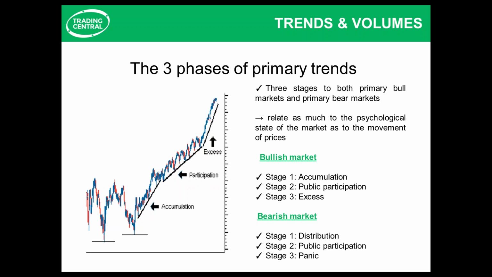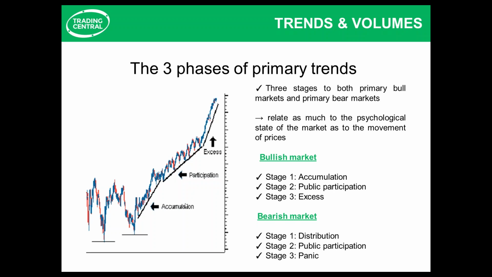Because as I explained, the whole purpose is to identify the trend in the early stages of development. As you can see, we have three phases of primary trends. You can see the three phases on this chart. If you are in a bullish market, you have three stages: the accumulation phase, the public participation phase, and the excess phase. You can find these three stages on this chart.